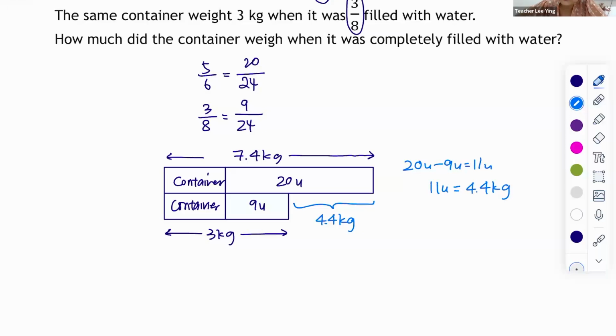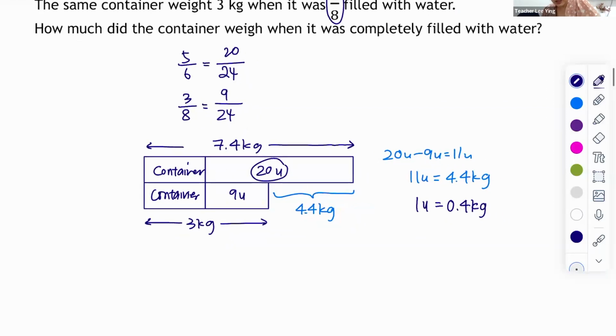How much did the container weigh when it was completely filled with water? To be completely filled with water means that it will be 24 units filled. So I could use the first number of 20 units and add 4 units to it. So 1 unit will be 0.4 kilograms when I divide this by 11 on my calculator.